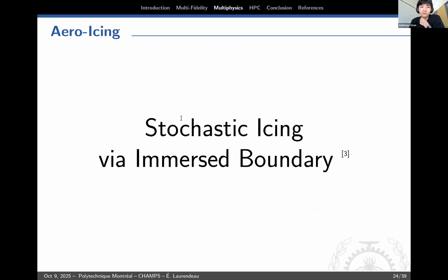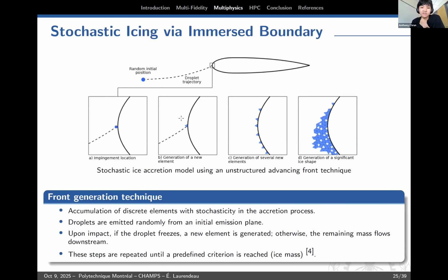There is a second feature for the icing department, this time using a different approach. Unlike the previous one, this is not a deterministic approach to icing, but a stochastic approach to icing. And it uses the immersed boundary method that I've talked to you about previously. This is one of the applications of the IBM method. The stochastic approach means that the water droplets are seeded randomly, and then the solver computes whether or not the droplets freeze when they reach the wing. This is done iteratively until we reach a significant ice shape.